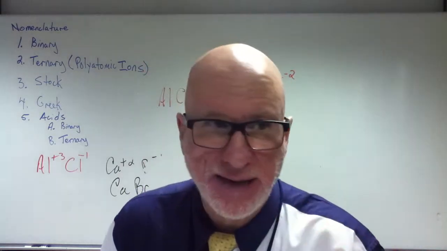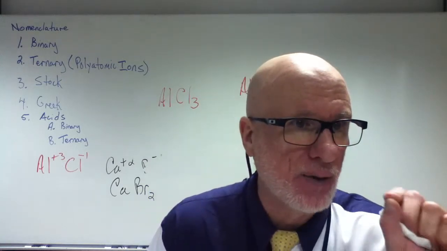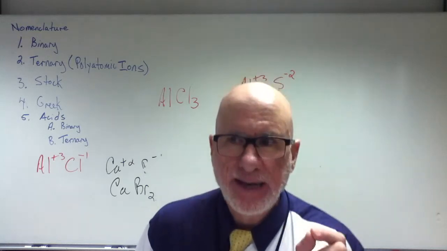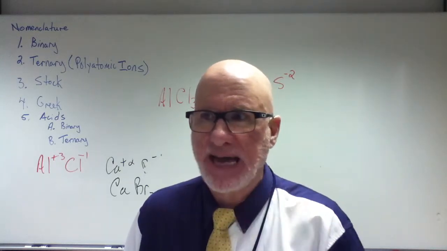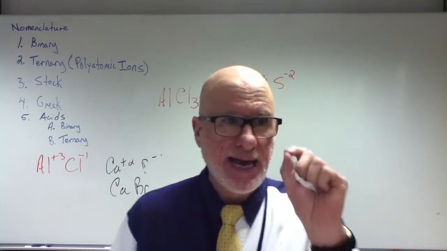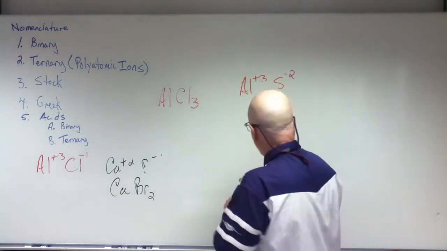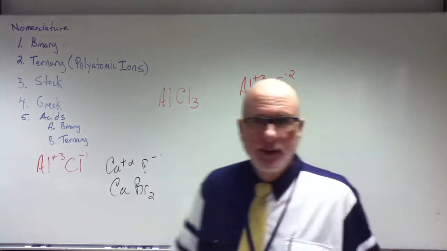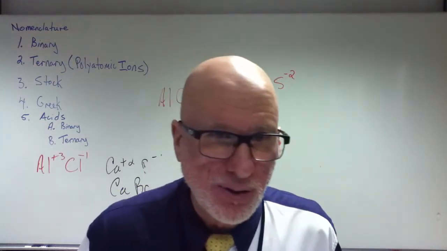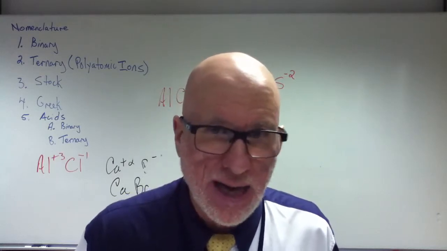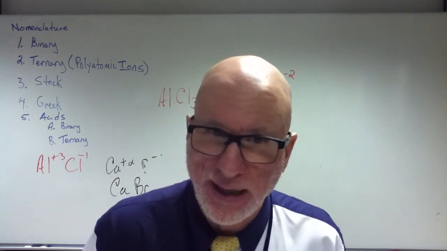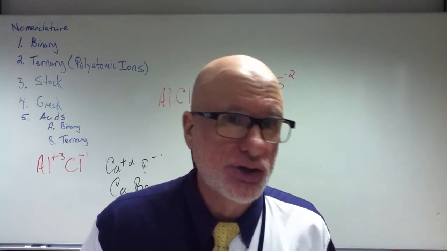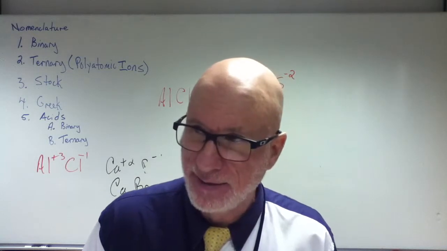Listen carefully. I represent the number of elements I want in the formula by putting a subscript after the symbol of the element. So it's Al2. Let me repeat myself. In order to indicate the number of elements I want, I use a subscript following the symbol of the element. So I need 2 aluminums, I put Al2. The 2 goes after the element. Do you understand that? Okay.